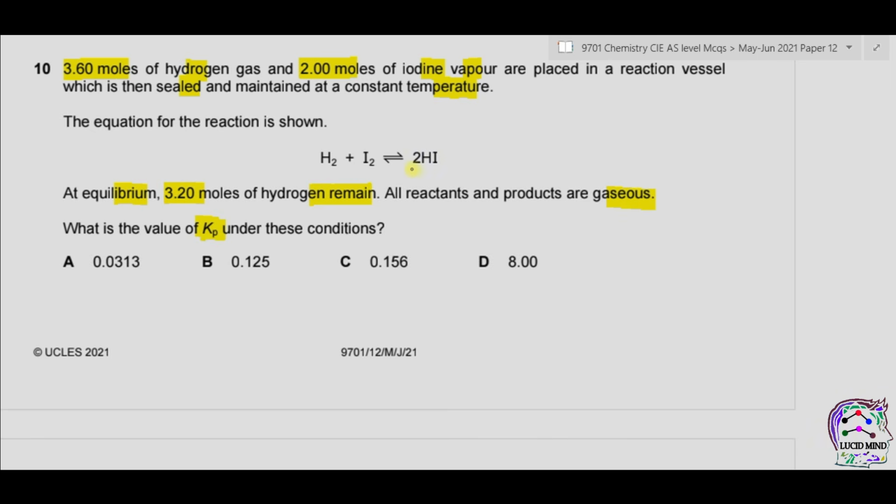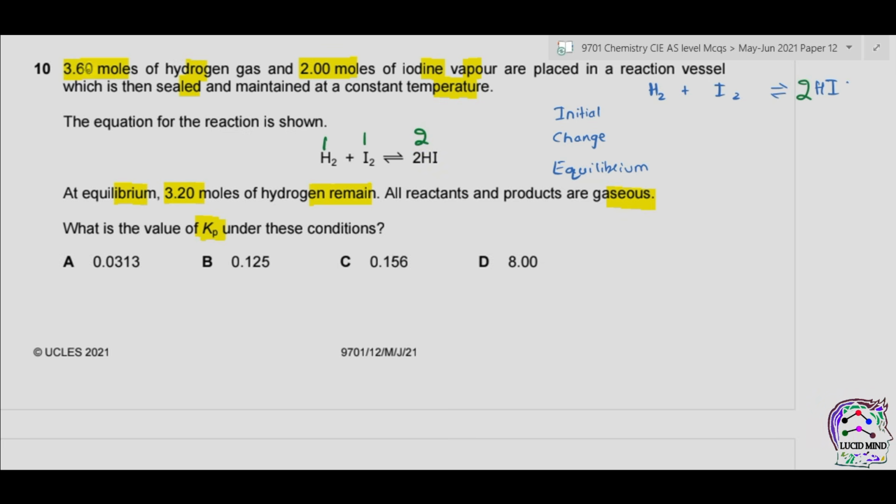Let's first find the number of moles of these reactants and products at equilibrium. We have H2, I2 and HI. First, we can write the initial number of moles. Then we can write the change in number of moles. And then we can find the number of moles at equilibrium. Also from the balanced equation, the ratio of number of moles is 1 for hydrogen, 1 for iodine and 2 for HI.